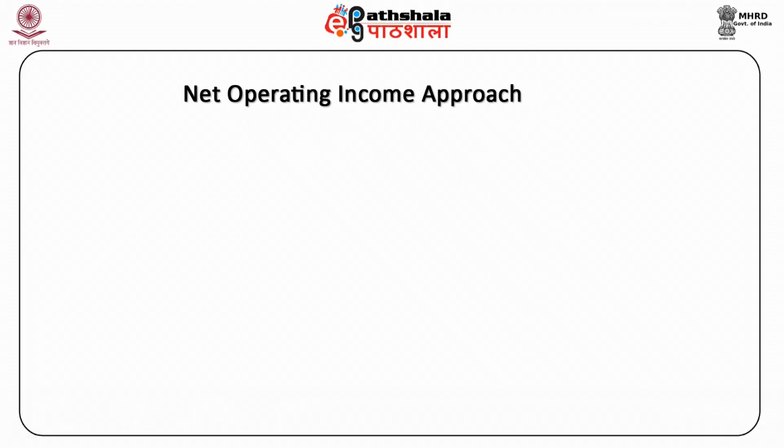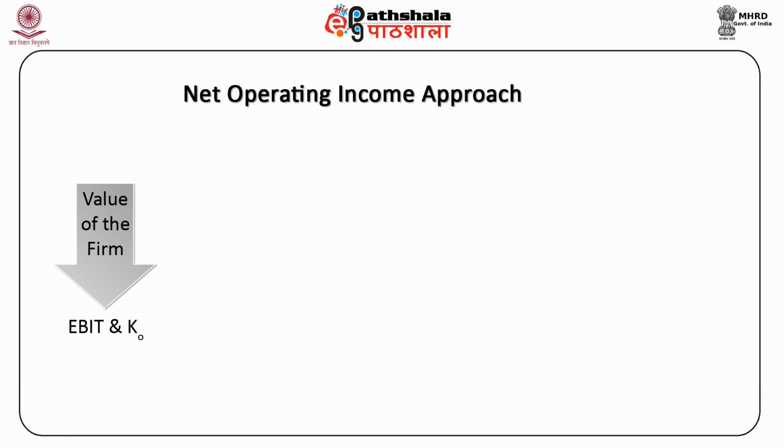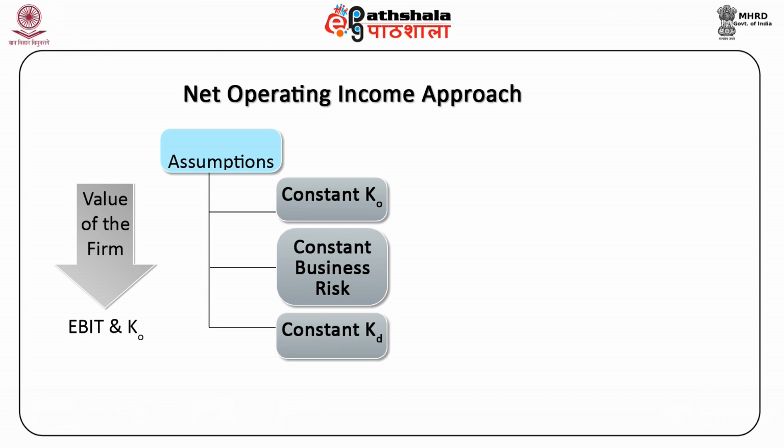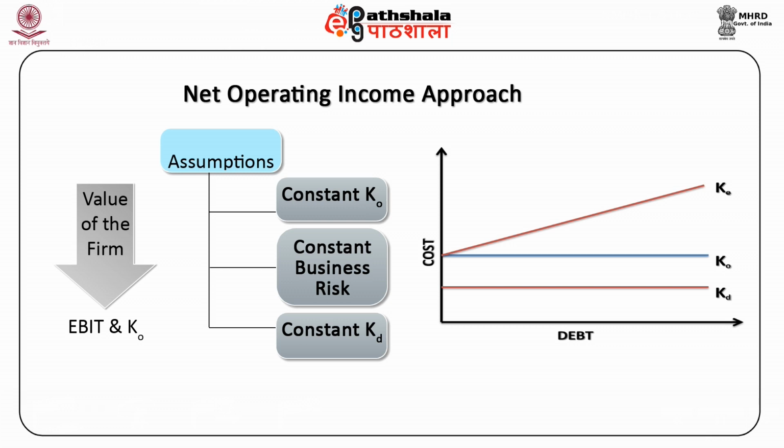The second approach of capital structure is the net operating income approach. This approach is opposite to the net income approach. According to this approach, the firm's value depends upon EBIT and the overall cost of capital. We have assumed that overall cost of capital is constant and depends upon business risk, which is assumed to be constant. Cost of debt is also taken as constant. However, cost of equity increases with increase in leverage because of increase in risk of shareholders, as can be seen here. Thus, we can say that financing mix or leverage is irrelevant in determining the firm's value.